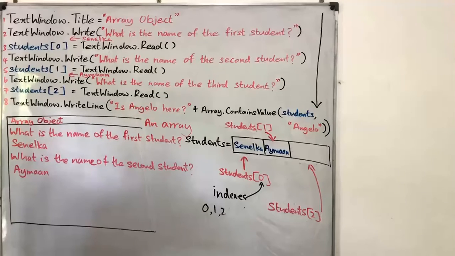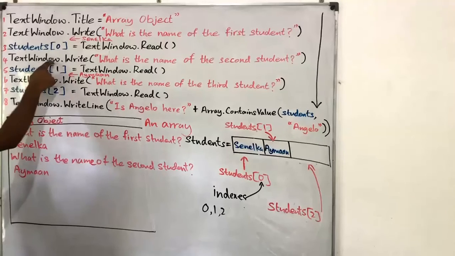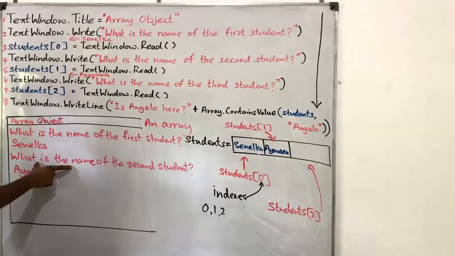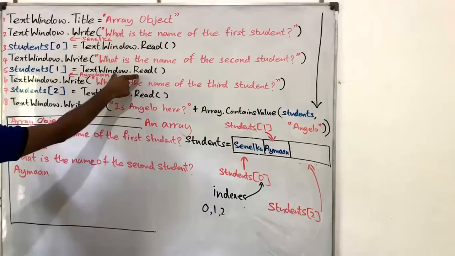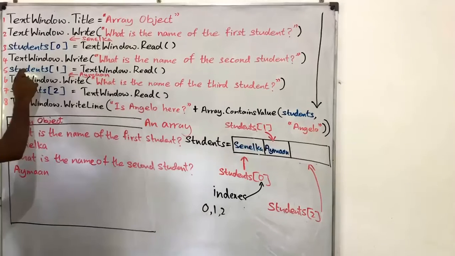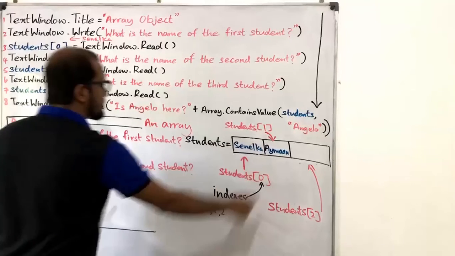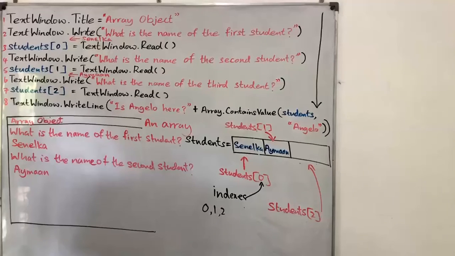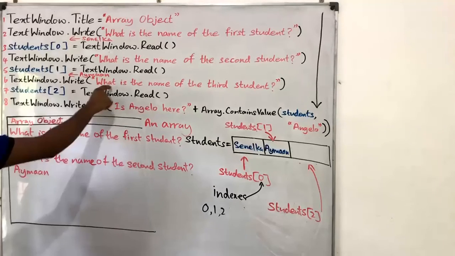Now we move to the sixth statement. We have executed the previous statement, so this is the output: the question. After seeing this question, the user enters a value, that value is read by the text window, and it is stored under this array value, students 1, this position. Now in the sixth statement, text window, write this one again, another question.